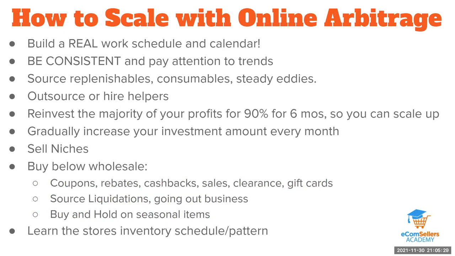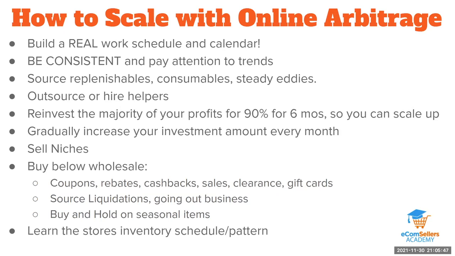Or decide to private label. You can do drop shipping, whichever one works for you. But again, we're talking about online arbitrage. So you can buy below wholesale using coupons, rebates, cashbacks, clearance, sales, gift cards, liquidations, going out of business, and buy and hold some of your seasonal items.